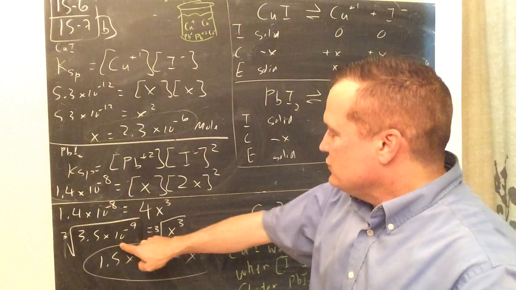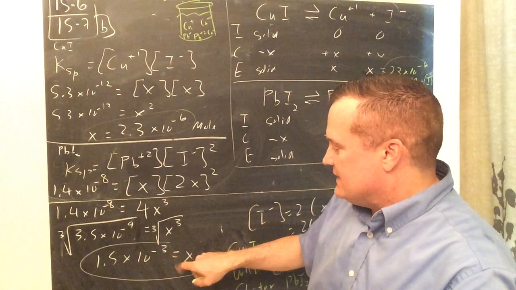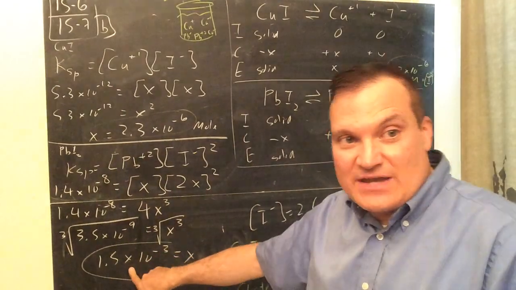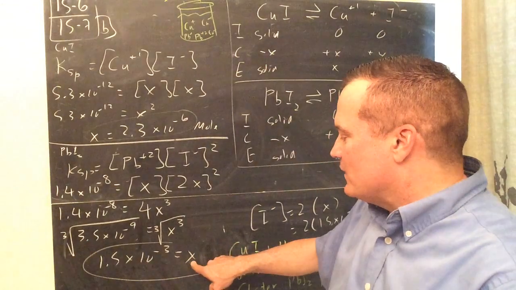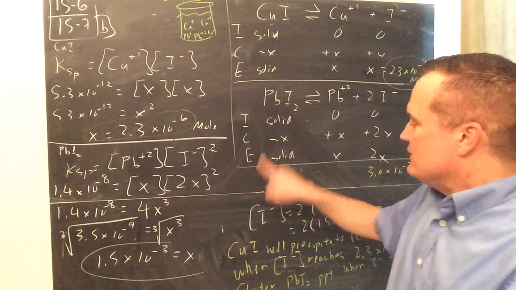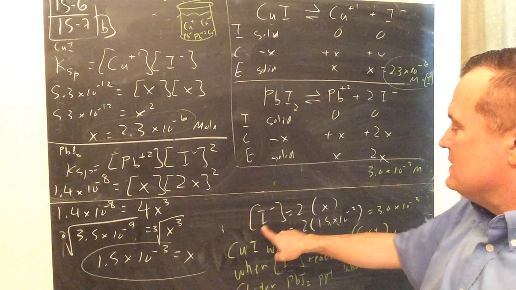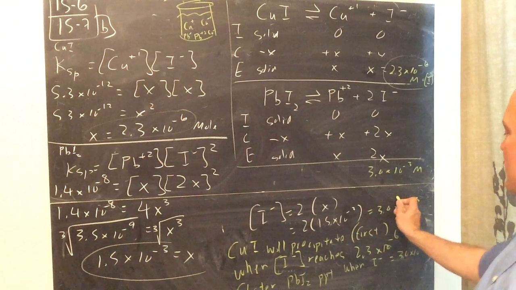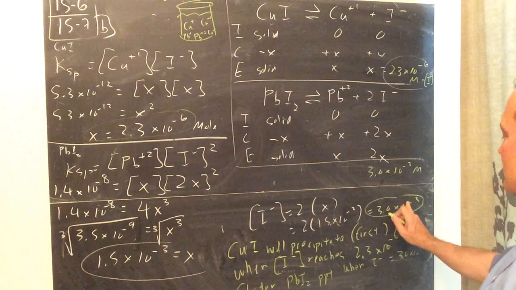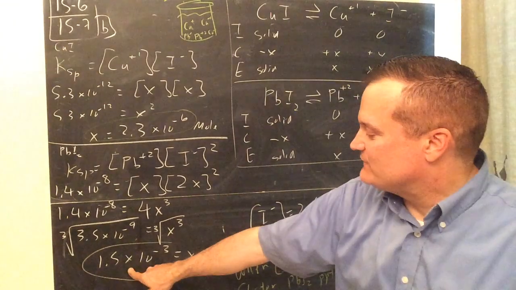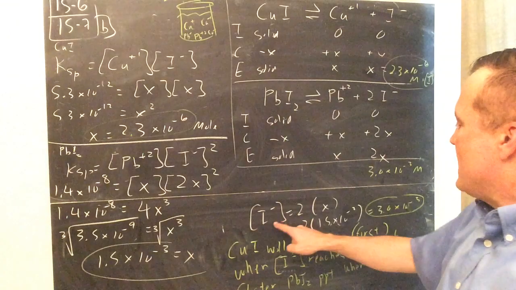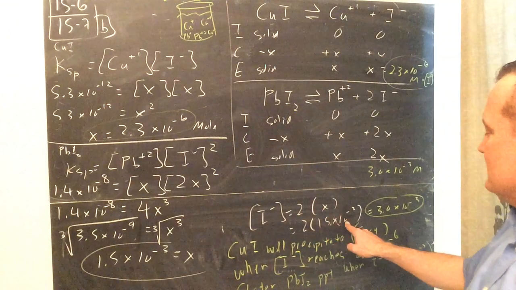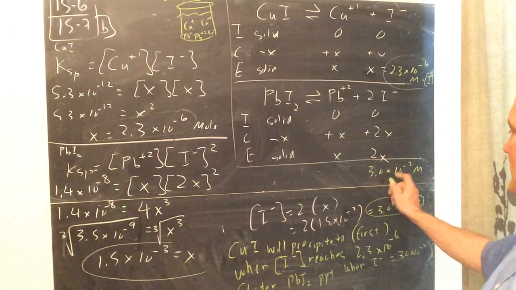Okay, after you find the solubility of I, well, this is actually not the solubility of I negative. 1.5 × 10^-3 is X. So then iodide concentration will be 2 times X in the PbI2. X is 1.5 × 10^-3, so iodide is 2 times 1.5 × 10^-3, which is 3.0 × 10^-3 molar.